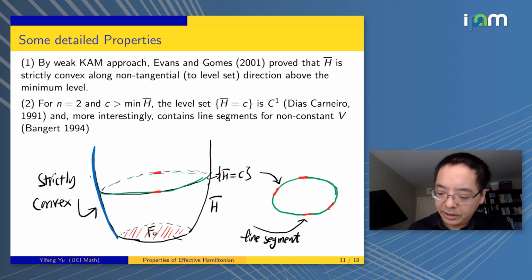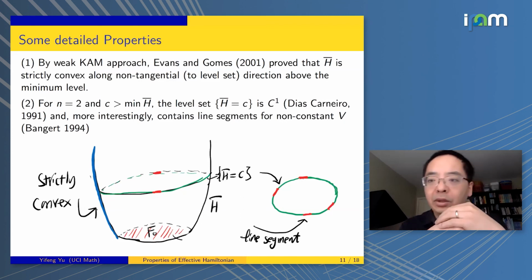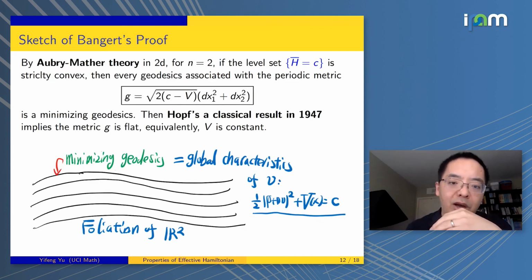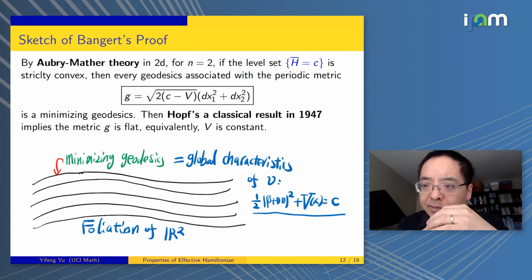Okay, all right. So let me quickly tell you what the key point in Bangert's proof is. So the point is this: I use the Aubry-Mather theory. He proved in 2D that if the level set is strictly convex, that will imply geodesics associated with the periodic metric, so this is the periodic metric, are minimizing geodesics. We know in general a geodesic might not be a minimizing geodesic, right?